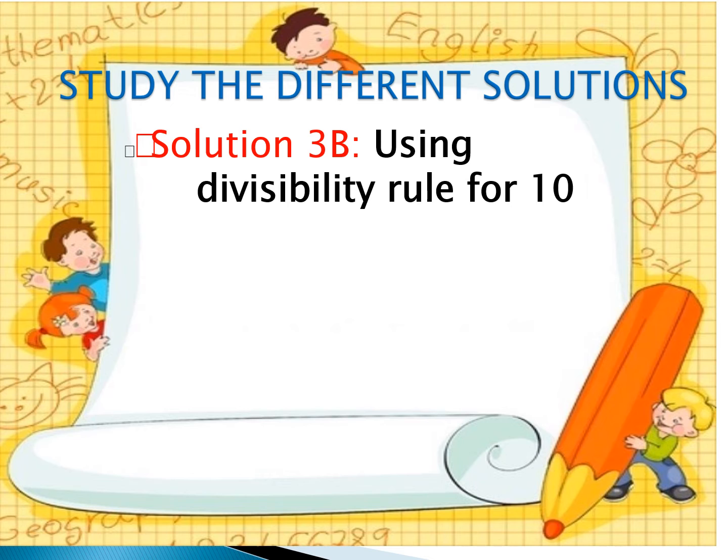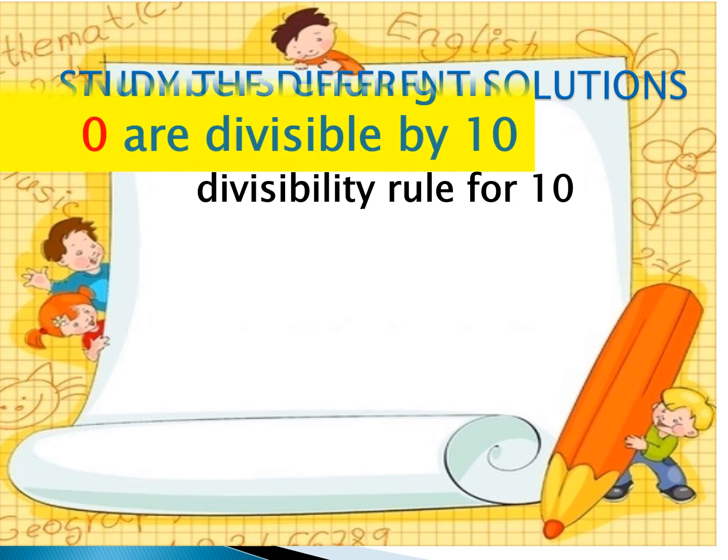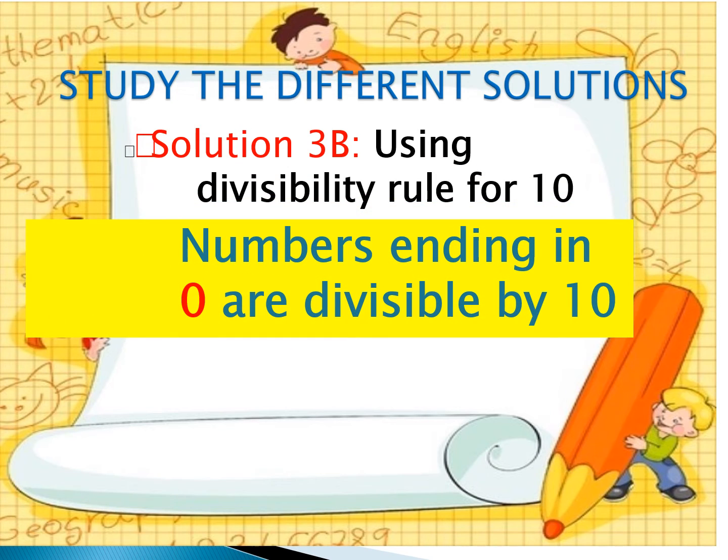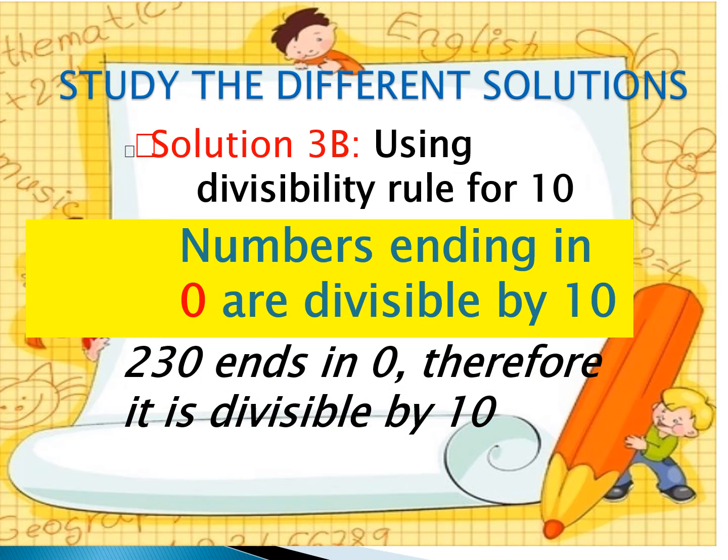In solution 3b, using the divisibility rule for 10, numbers ending in 0 are divisible by 10. 230 ends in 0. Therefore, it is divisible by 10. Lahat ng number na nagtatapos sa 0 ay divisible by 10.